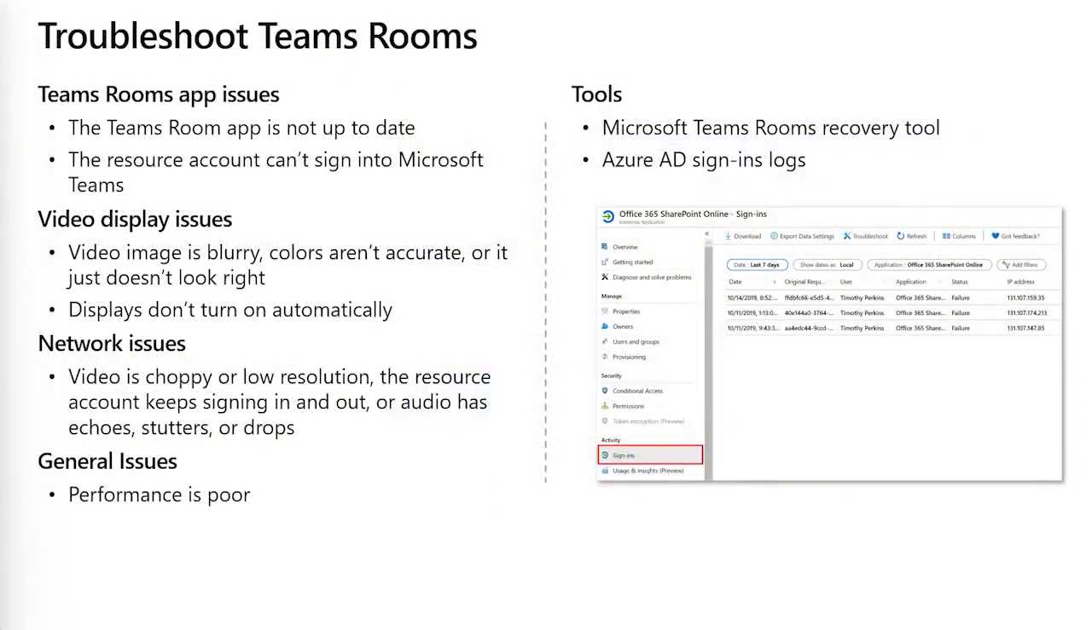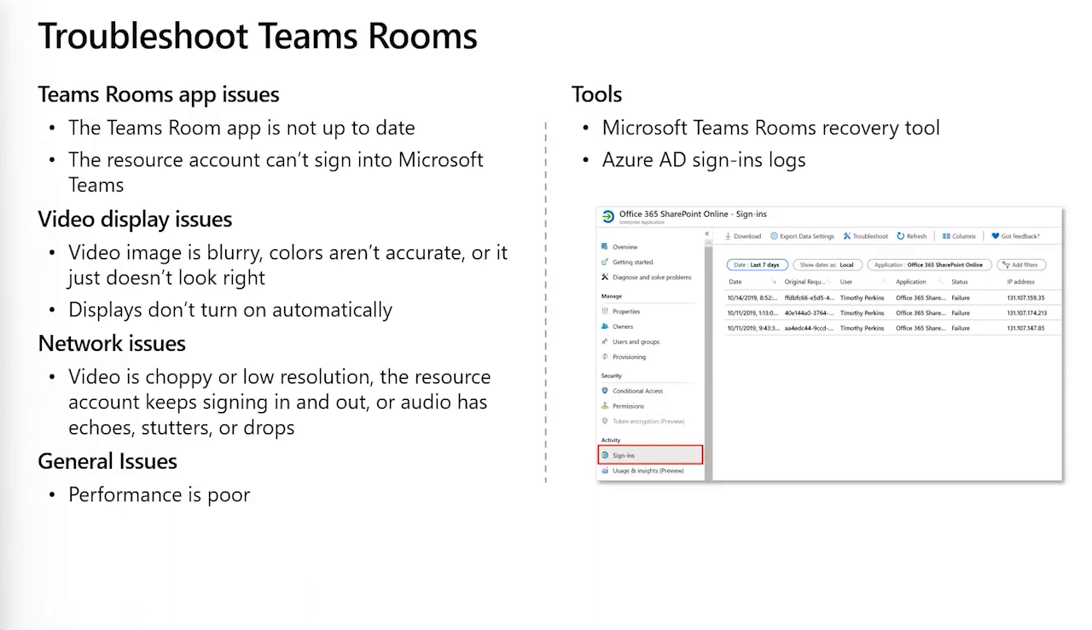Troubleshooting Teams Rooms. Despite being a reliable self-managed system, issues can pop up in Teams Rooms. Here's some common scenarios and how to troubleshoot them. What if the Teams Room app is not up to date? Well, in that case, you should sign into Windows settings as an admin and manually update the app via the Microsoft Store. If that doesn't work, you can use the Microsoft Teams Recovery tool.